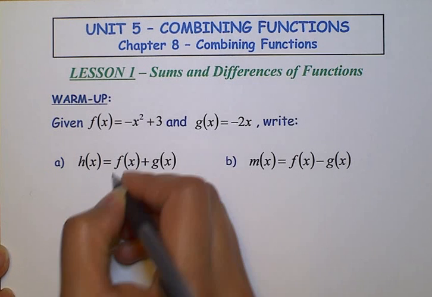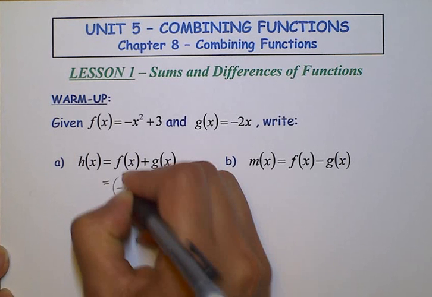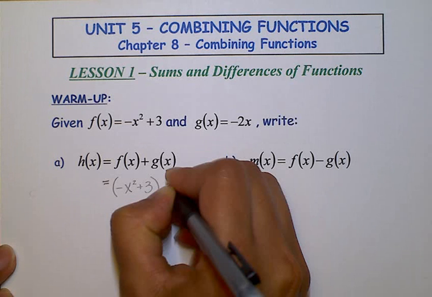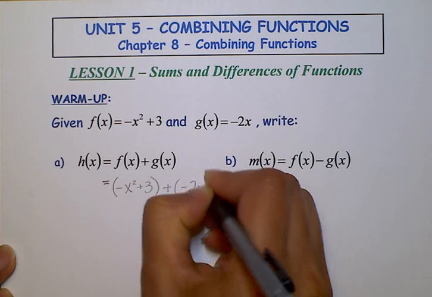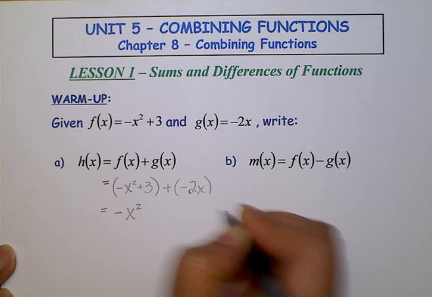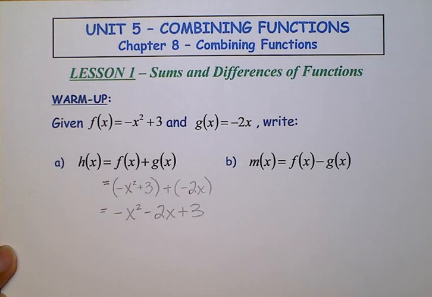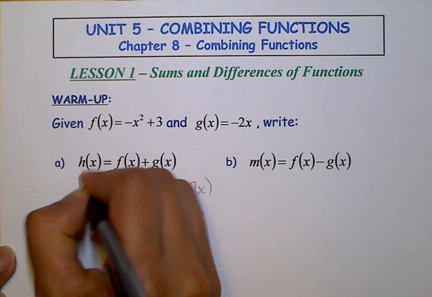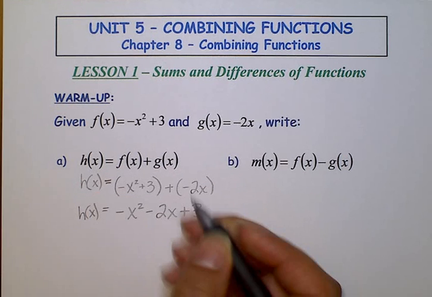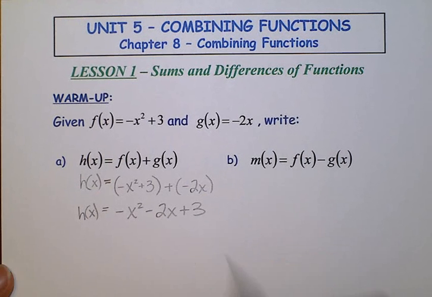So all I'm going to do here is replace f of x with negative x squared plus 3, and I'll replace g of x with negative 2x. And if I simplify this, what I end up with is negative x squared minus 2x plus 3. Okay, so that's what h of x represents. H of x looks at the sum of two different functions. One function is a quadratic, the other function was linear, and when you add them together, you end up with another quadratic function.